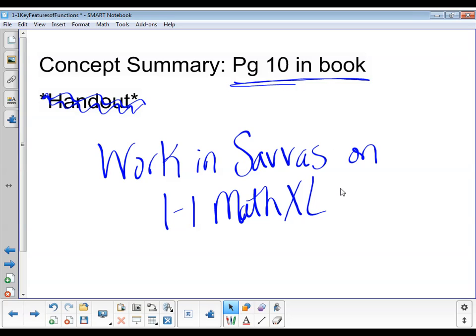And then as you can see down here, you have an assignment in Savas 1-1 Math Excel. You can go through and work on that, and that's going to count as your homework. Remember, that's due Friday night by midnight, so make sure you get that finished. And let me know if you have any questions on what we've covered.